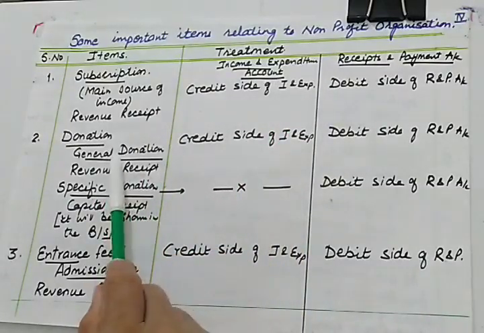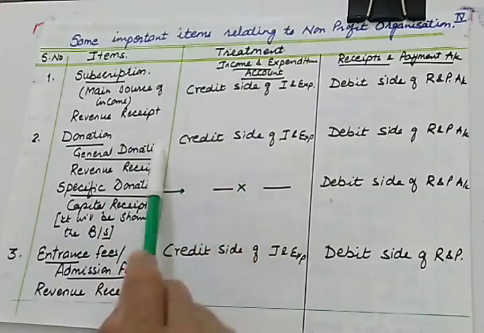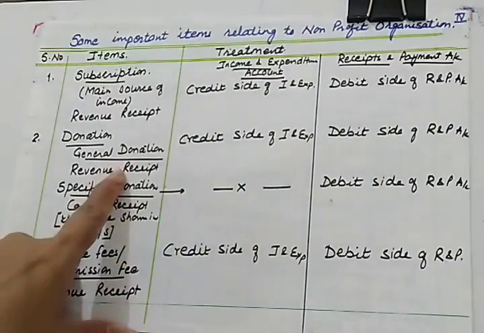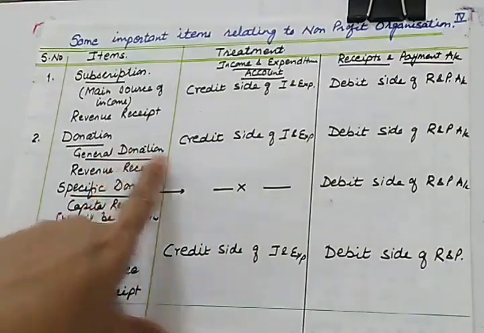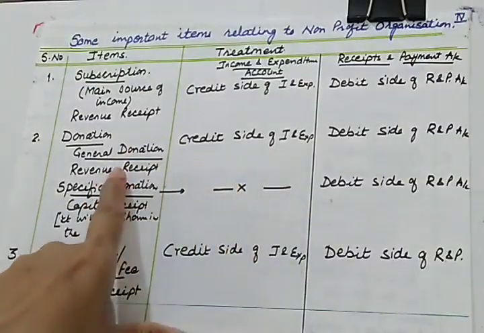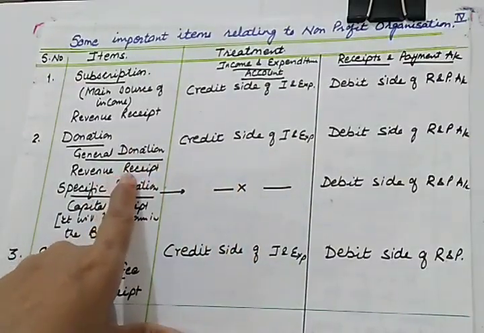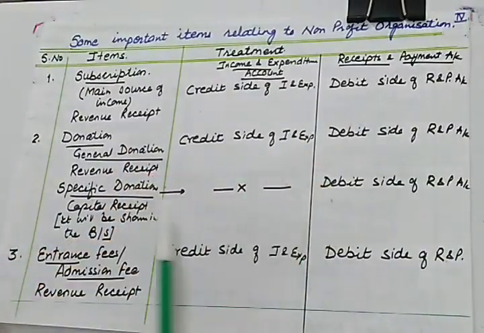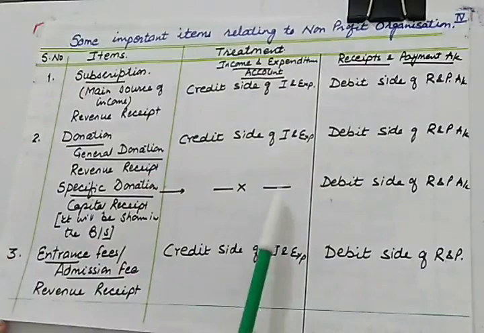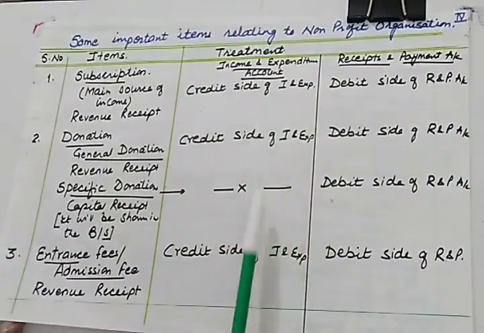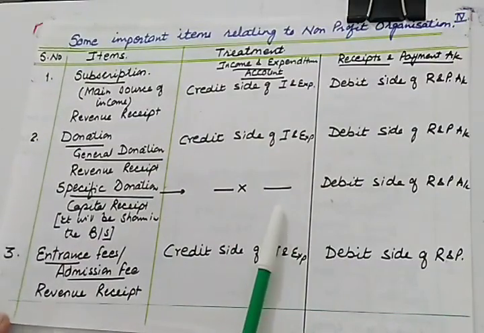Then donation. If it is a general donation, meaning it is not specified for which purpose we will be using this donation, in that case you can take it to the credit side of income and expenditure account, as it is considered a revenue receipt. But if it is a specific donation, then it is a capital receipt. It will not be shown in the income and expenditure, it will be shown in the balance sheet.